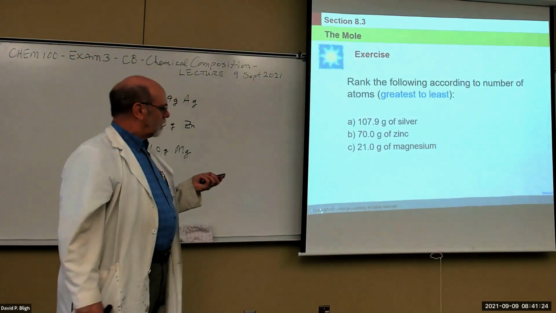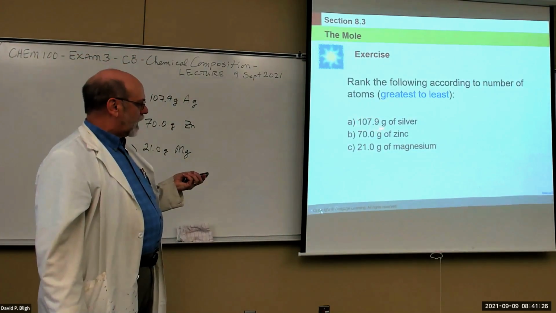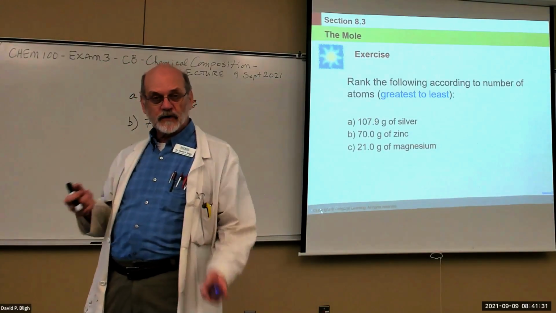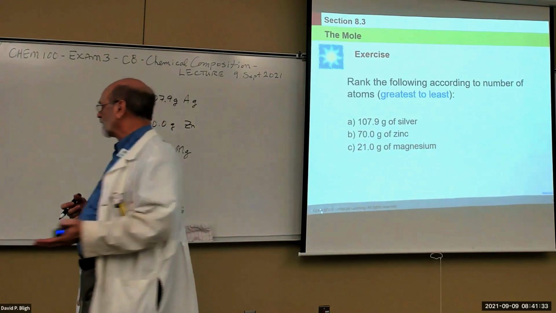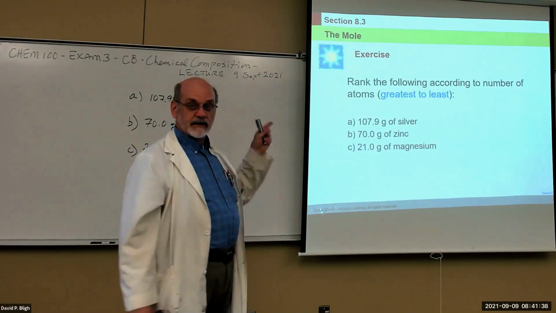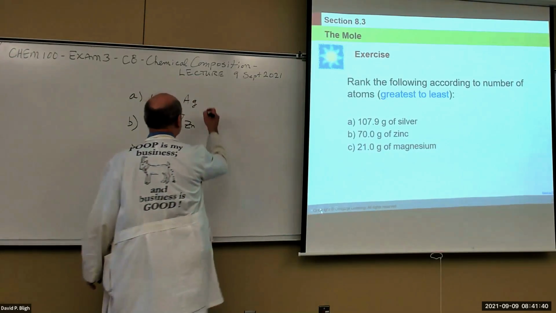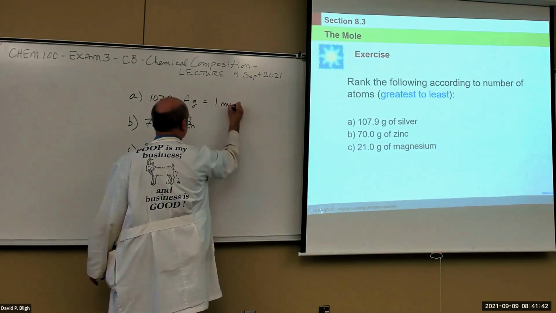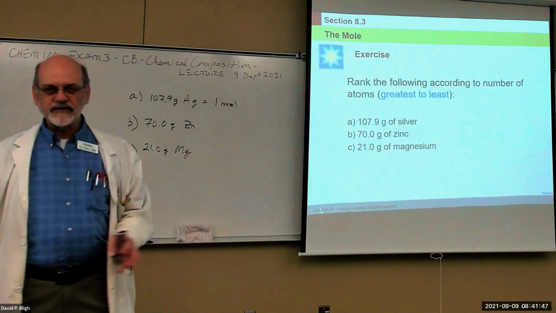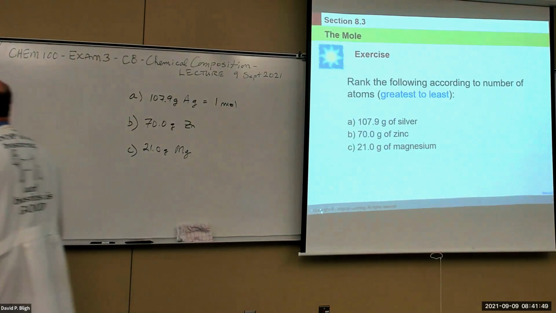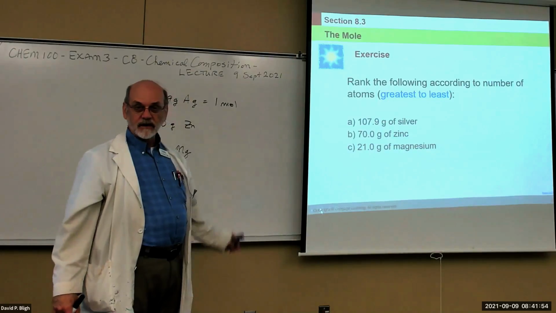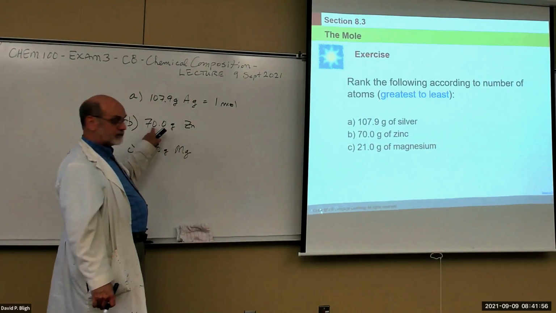So, 107.9 grams of silver. Let's look on a periodic table and see what that is in relationship to a mole. Actually, 107.9 grams of silver is 1 mole. How about zinc? 70 grams of zinc. Let's look at the periodic table again. Zinc is 65.38 grams per mole. This is greater than a mole.